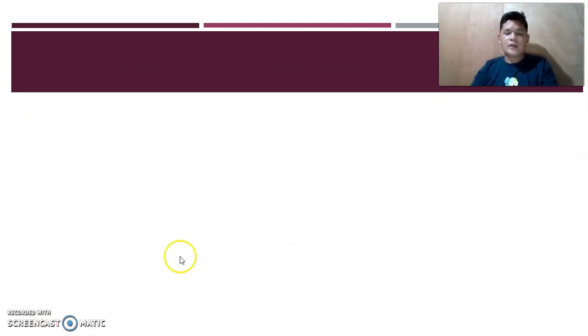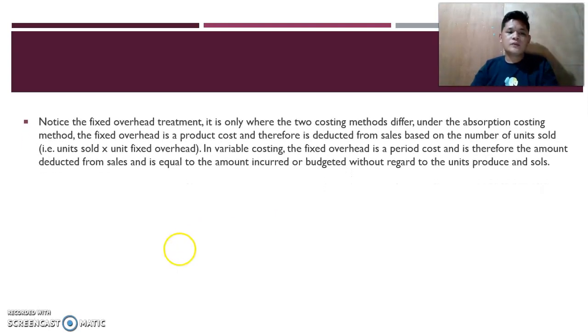So later on, madidistinguish nyo ano yung product at saka period cost. Notice that the overhead treatment is the only place where the two costing methods differ. Under the absorption costing method, ang fixed overhead is a product cost and therefore is deducted from sales based on the number of units sold. So that is ang formula: units sold times unit fixed overhead. In variable costing, the fixed overhead is a period cost and is therefore the amount deducted from sales, equal to the amount incurred or budgeted without regard to the units produced and sold.